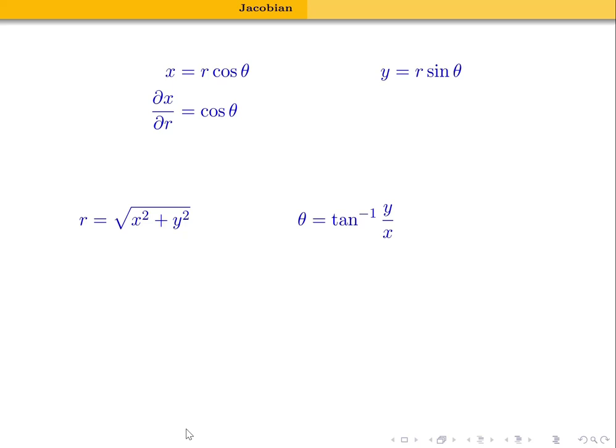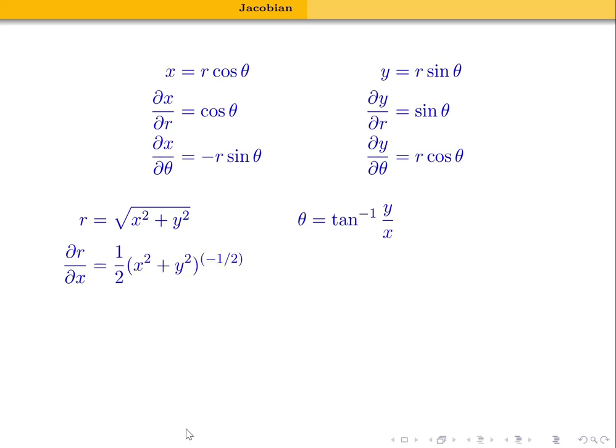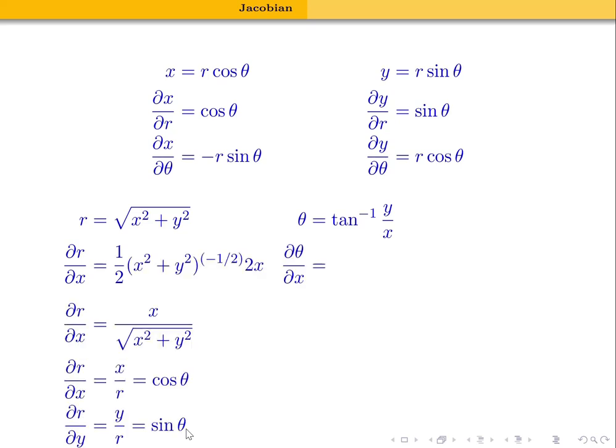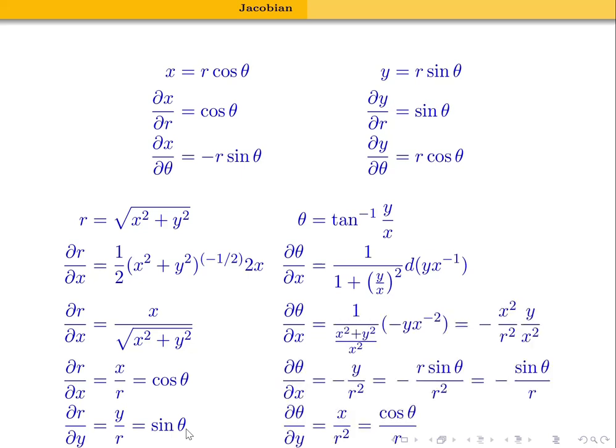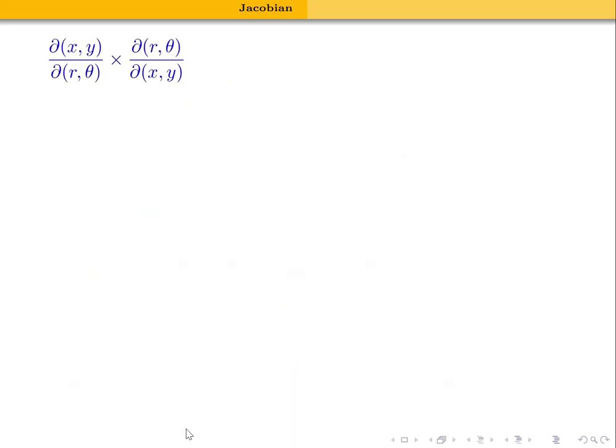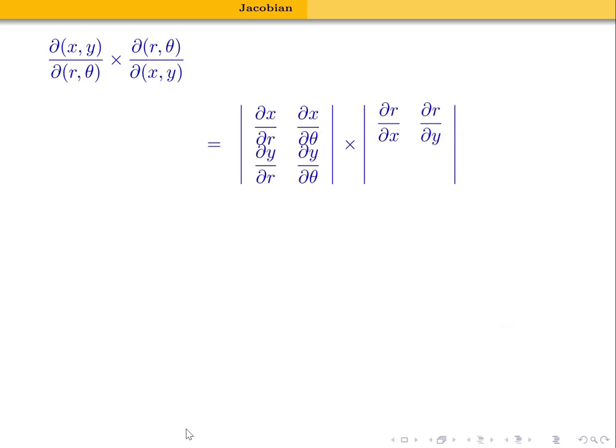Now we differentiate x with respect to r and theta, and y with respect to r and theta. Similarly, r with respect to x and y, and theta with respect to x and y. So you differentiate this with respect to x and y, r and theta. Now dou of x comma y divided by dou of r comma theta, into dou of r comma theta divided by dou of x comma y. So this is the result.